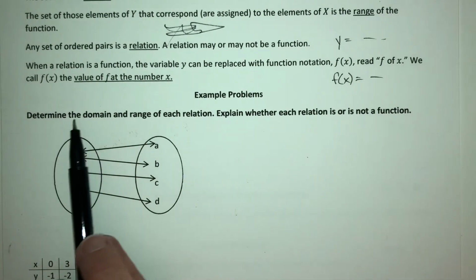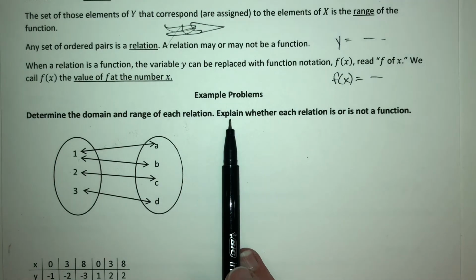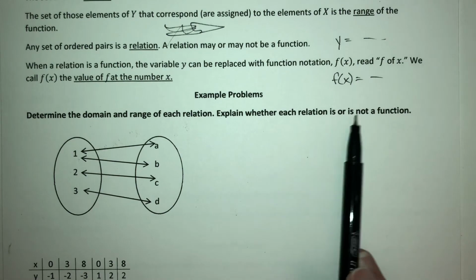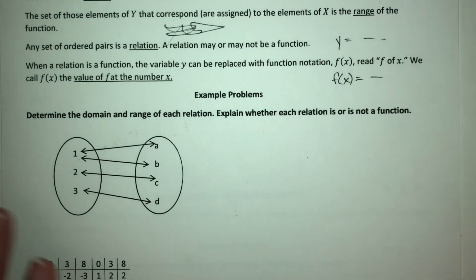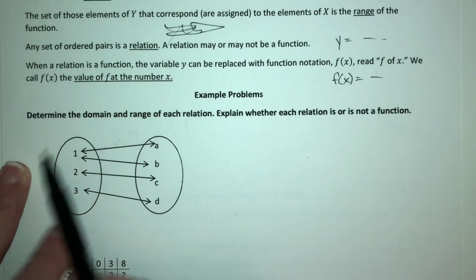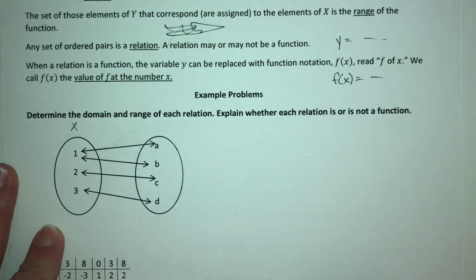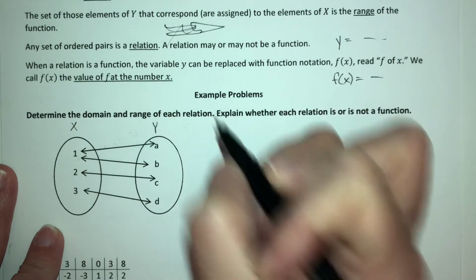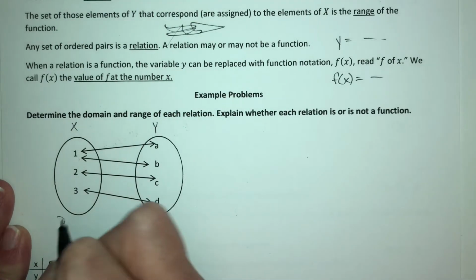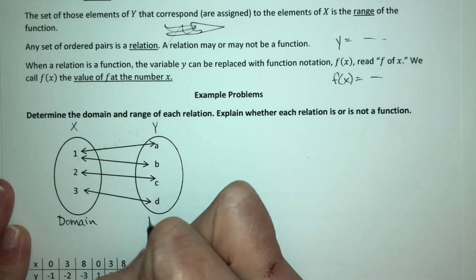We're supposed to find the domain and range of each of these relations, and I'll explain this kind of notation. And then we're going to decide whether or not the relation is or is not a function. Okay, now when you see this kind of notation, these represent two sets. And this is always your x set, and this is always your y set. So this is your domain, and this is your range.